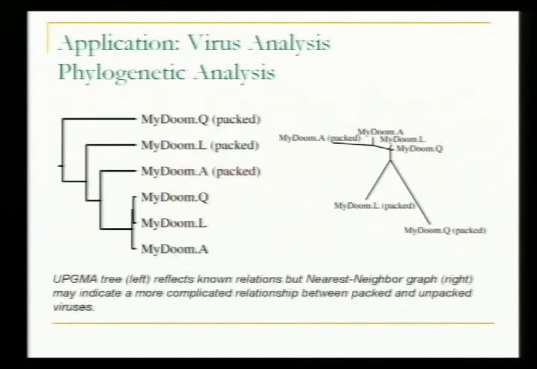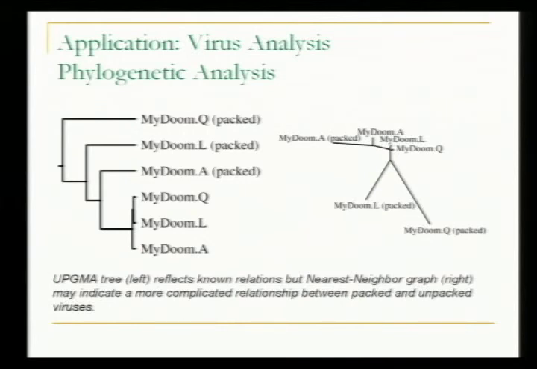So I mentioned earlier that I'd done some phylogenetic analysis against a couple malware codes. I was looking at three versions here, MyDoom A, L, and Q, and I had, for comparison, both the packed and unpacked versions. Running it through this technique, it infers the same sort of relationships that you would intuitively expect.